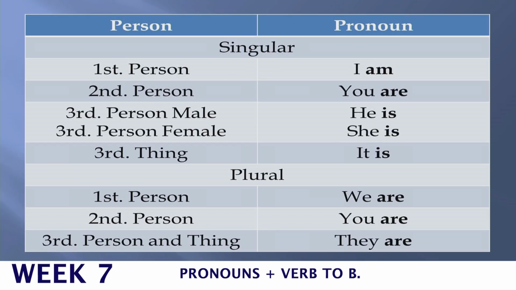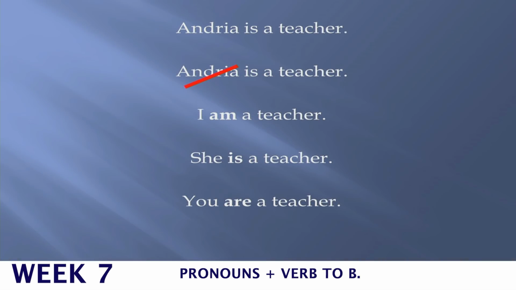In the plural form, we would use for the first person, we are. Second person, you are. Third person and thing, they are. Now, let's see some examples of how to replace a noun with the pronoun and how to combine it with the correct form of the verb to be. Let's start with the first one.